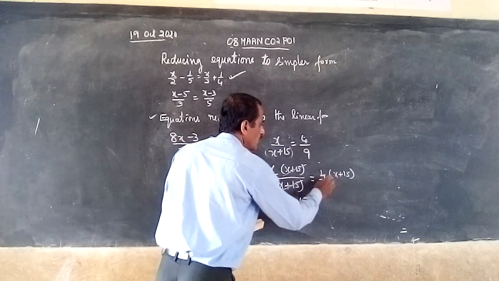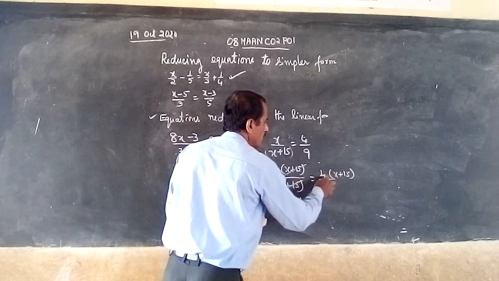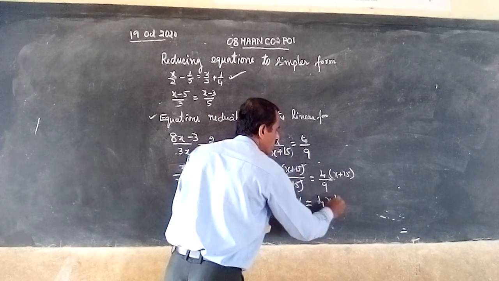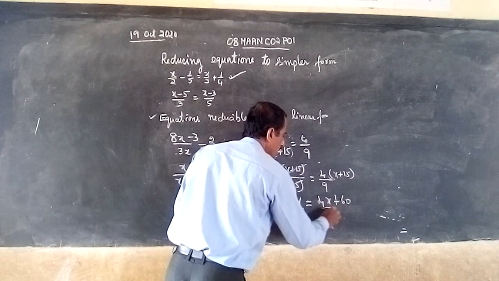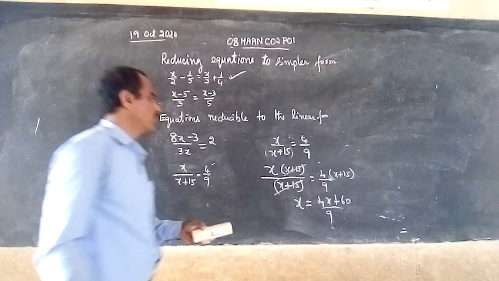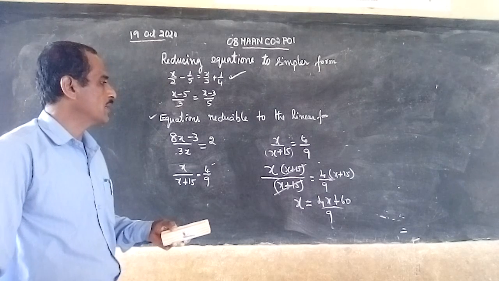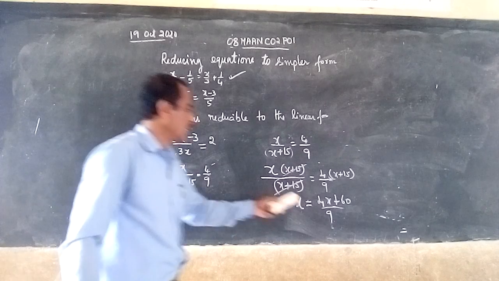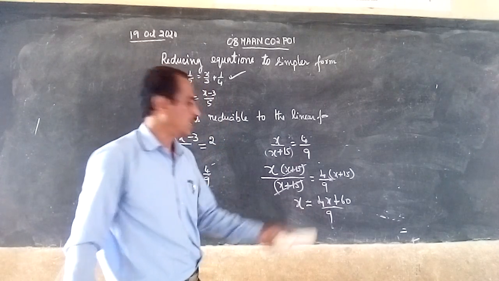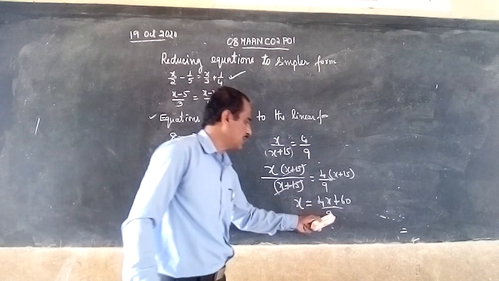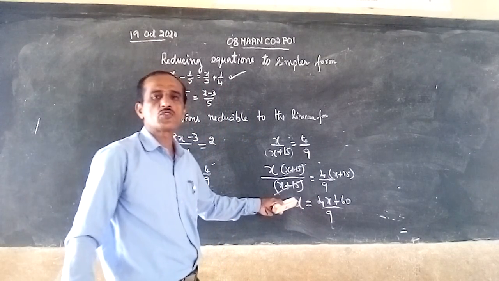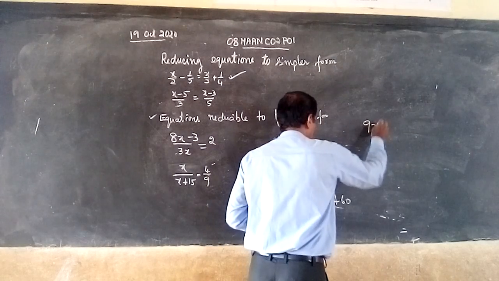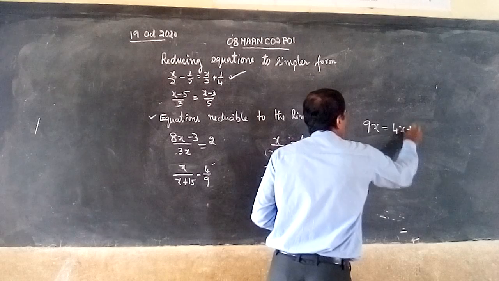x is equal to, divided by 9 there. Into 9 means you have to multiply this. It becomes 4 into x plus 15, 4 into x is 4x, 4 into 15 is 60, divided by 9. So 9 into x is equal to 4x plus 60. If you carry this denominator 9 to the left hand side, it goes to the numerator on the other side. So 9x is equal to 4x plus 60.